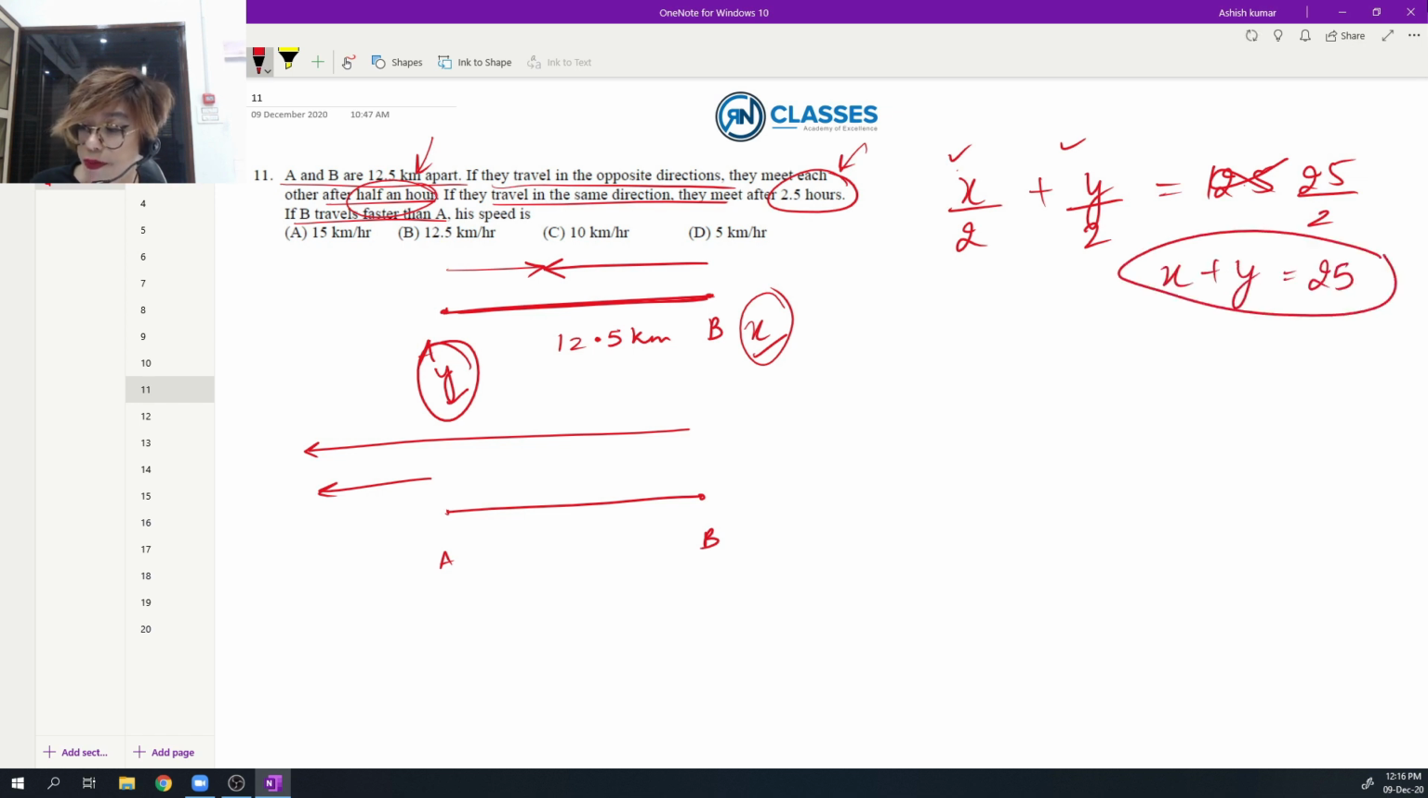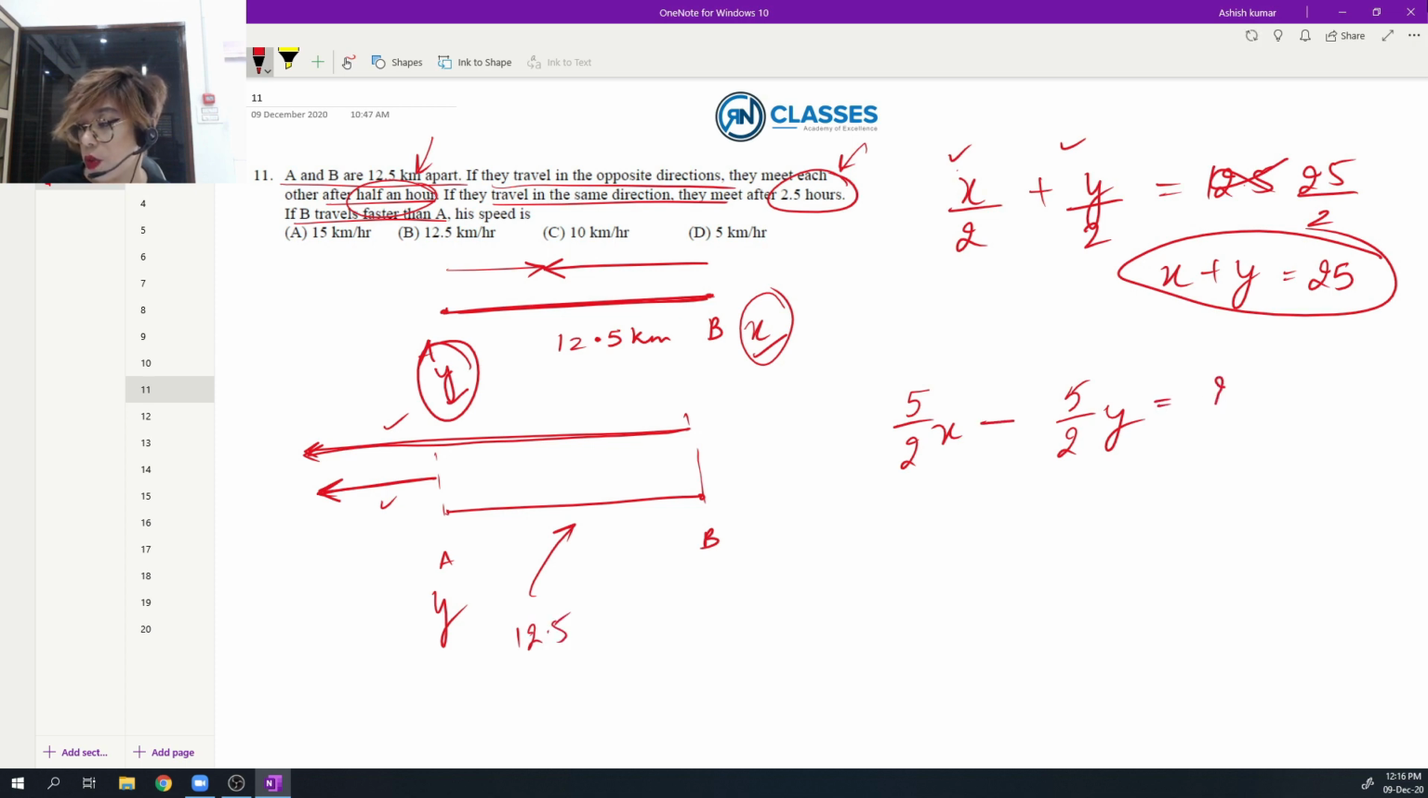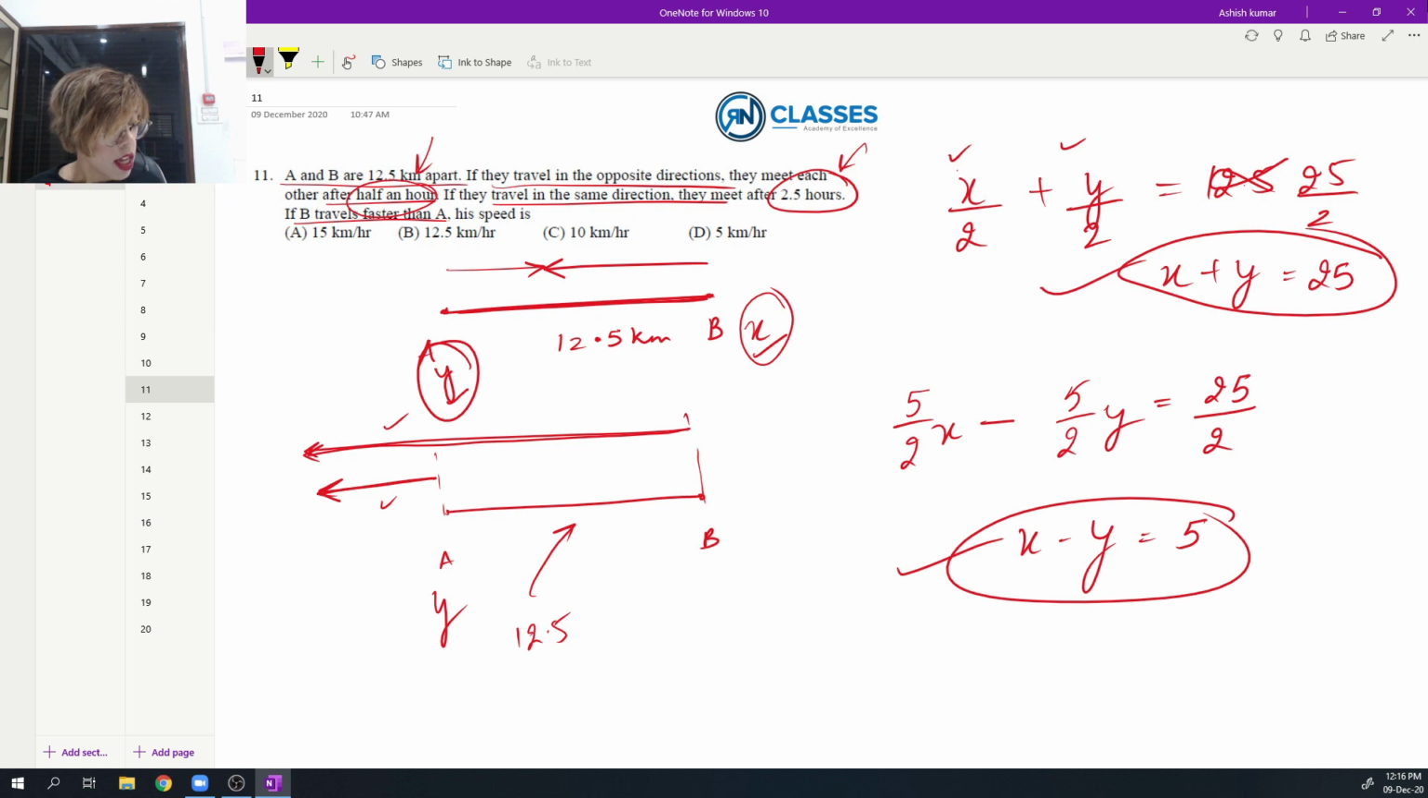right? So x plus y equal to 25. The second equation, right? Now if they are meeting in 2.5 hours, so this guy will travel how much distance? 5/2 x, and this one, whose speed was y, 5/2 y, right? And the difference between these two distances, because we can see it, what will the difference be? This distance, which is 12.5. So this minus this is equal to 25/2, right? So this becomes x minus y equal to 5. So these two equations you can very well find out. Option A should turn out to be the correct one.